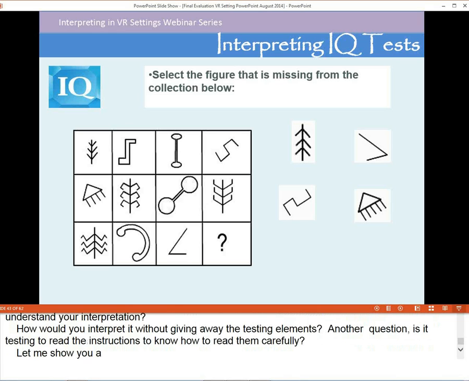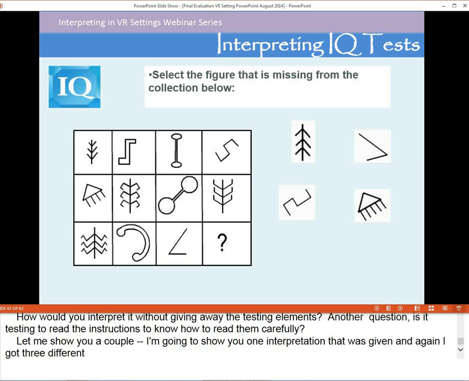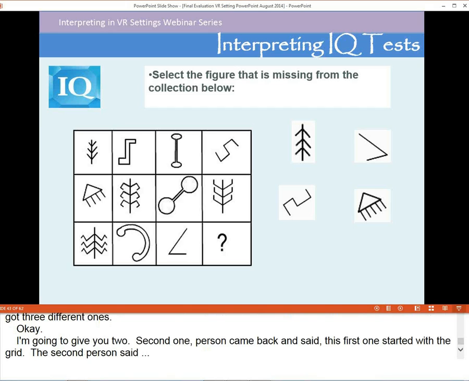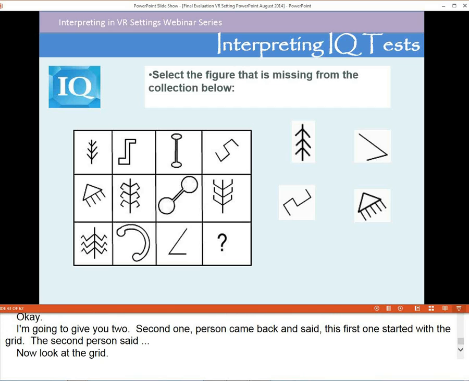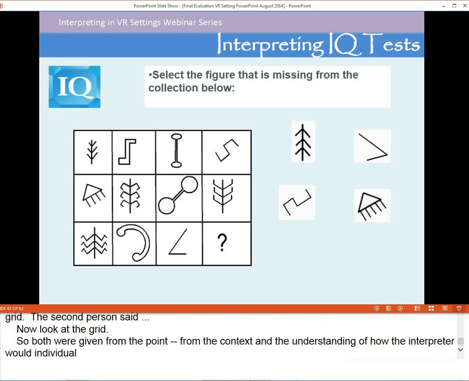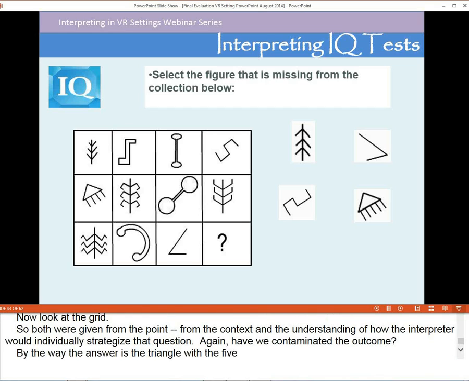Let me show you a couple. I'm going to show you one interpretation that was given. And again, I got three different ones. I'm going to give you two. Second person came back and said, okay, so this first one started with the grid. Second person said, now look at the grid. So both were given from the context and the understanding of how the interpreter would individually strategize that question. Again, have we contaminated the outcome? By the way, the answer is the triangle with the five little lines. Think of it as answer D. No, there's not a D there.